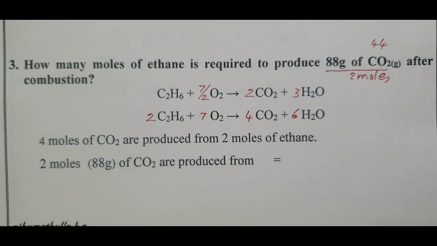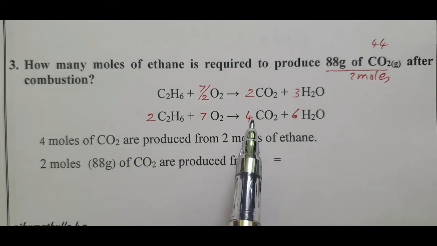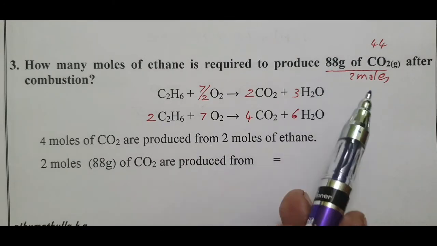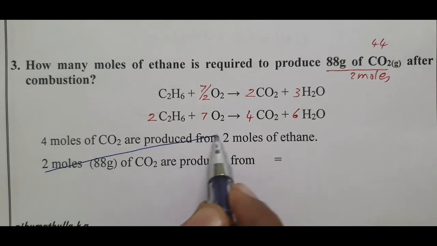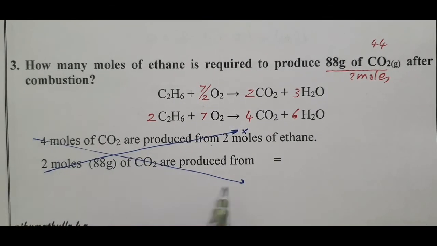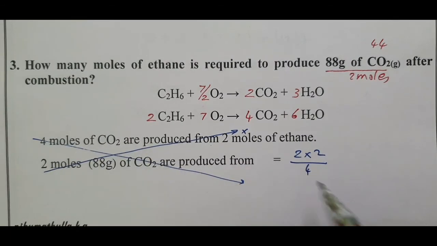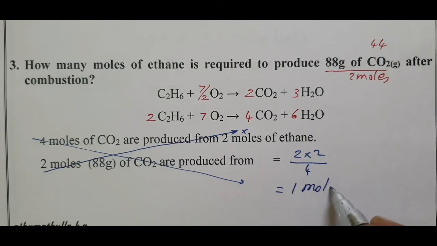Now I write the first sentence from the equation. 4 moles of carbon dioxide are produced from 2 moles of ethane. Now 88 gram means 2 moles of carbon dioxide are produced from, we have to cross multiply and divide by this value. Cross multiply 2 into 2 divided by 4. 4 gets cancelled. The answer is 1 mole of ethane.